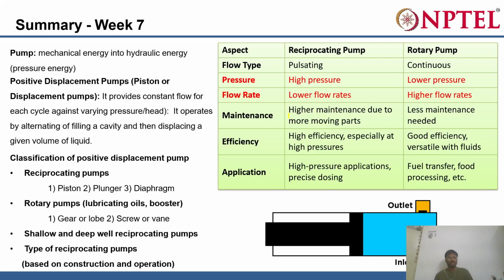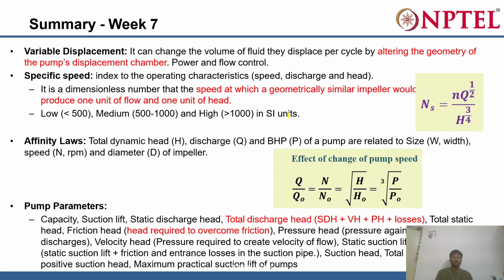And again, in rotary pumps you have different pumps, like gear and screw, and reciprocating pumps have different kinds of pumps. So I'm not going into the detail. Then variable displacement pump. We know that it can change the volume of fluid displaced per cycle, altering the geometry of the pump's displacement chamber.